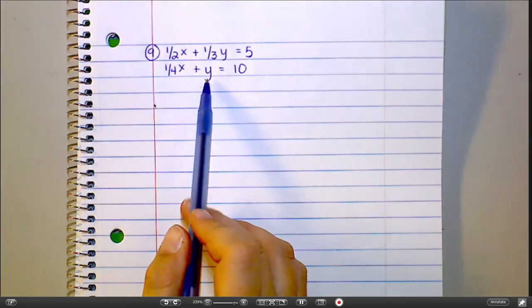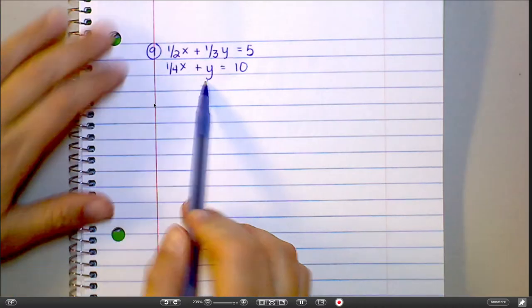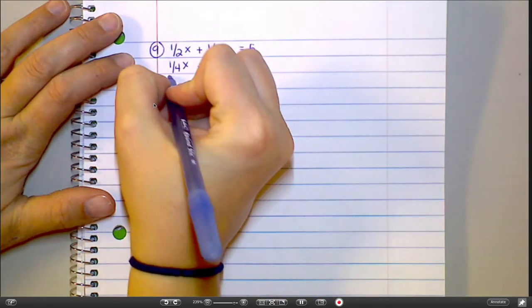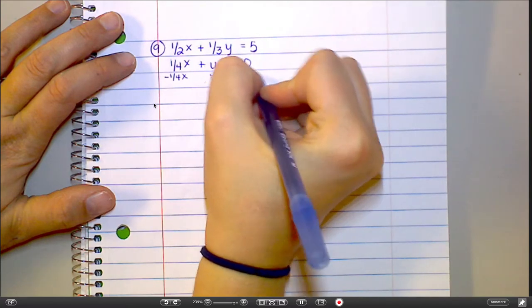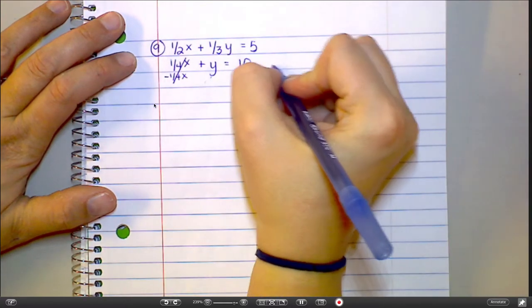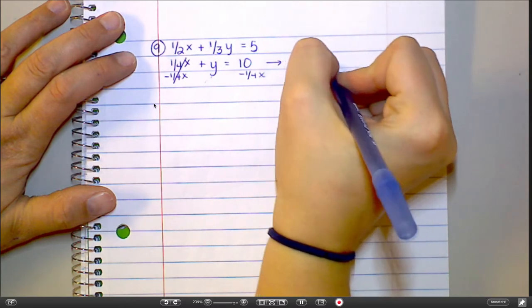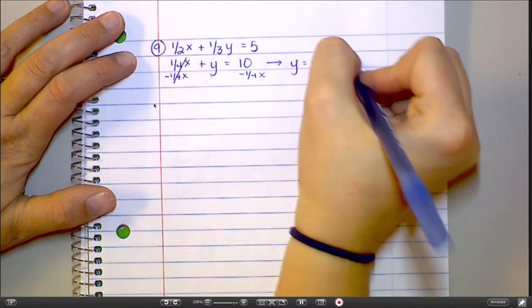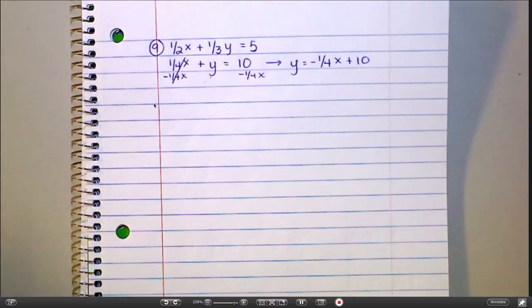Thank you. I'm going to get this y by itself. How am I going to do it? Oh, you're going to minus 1/4 x. Okay. Put it to the other side. Minus 1/4 x. So it'll be y equals negative 1/4 x plus 10. You got it. Negative 1/4 x plus positive 10.